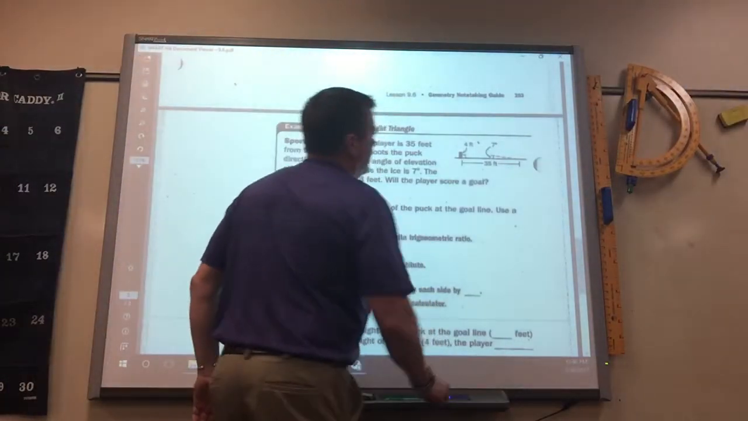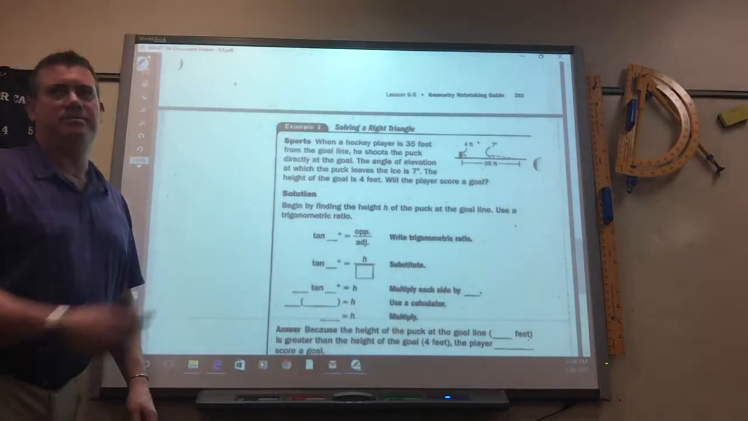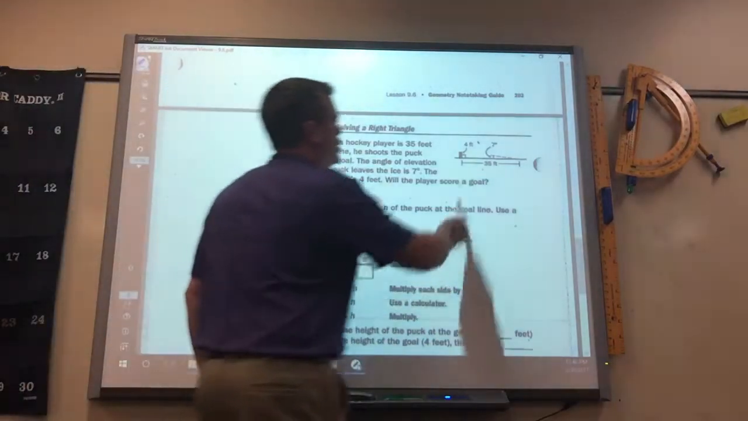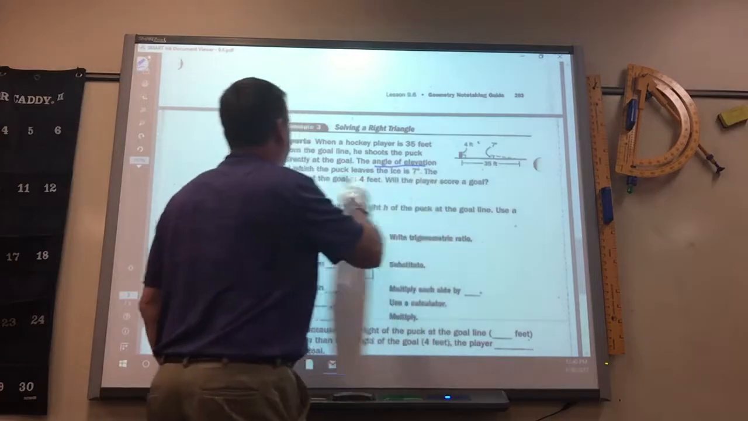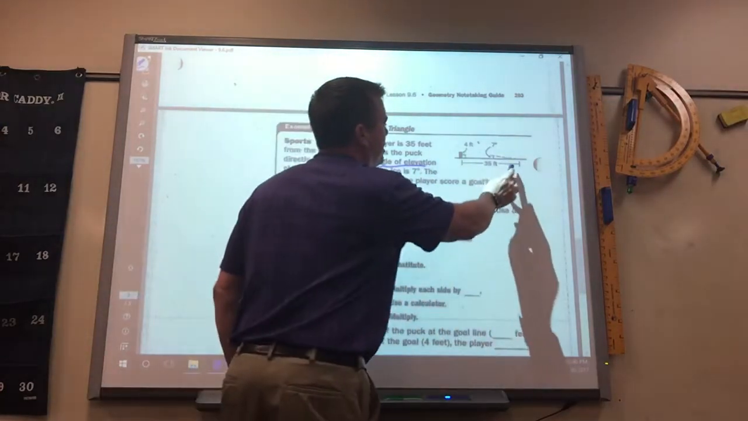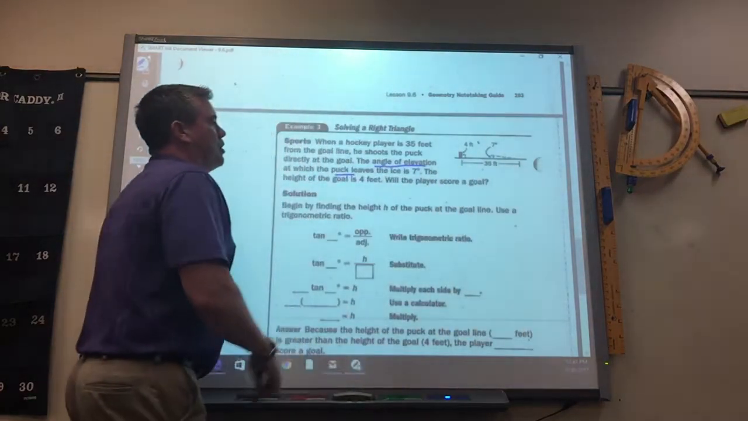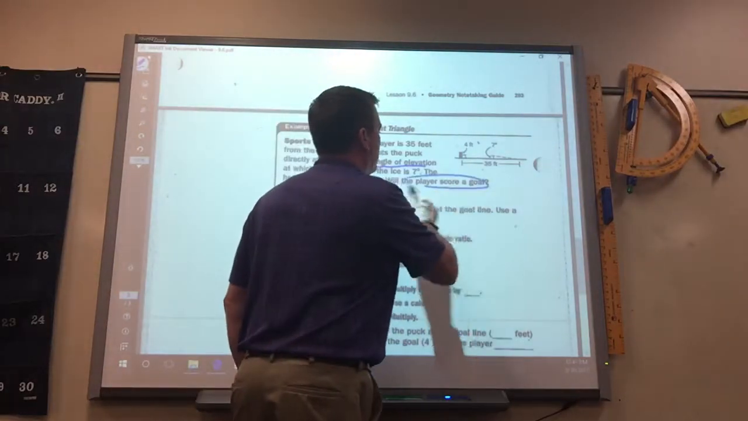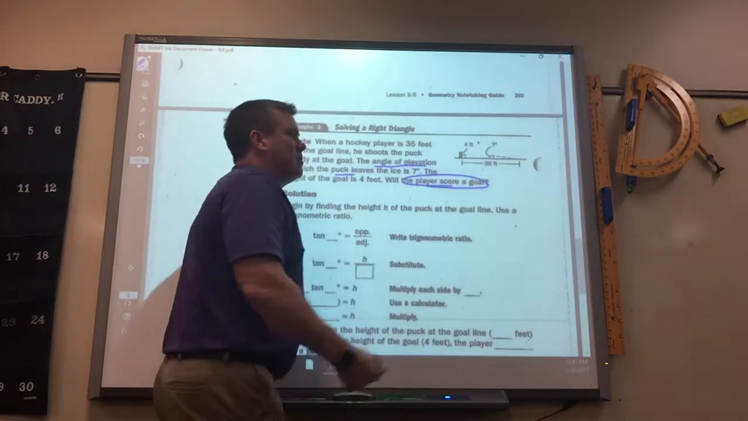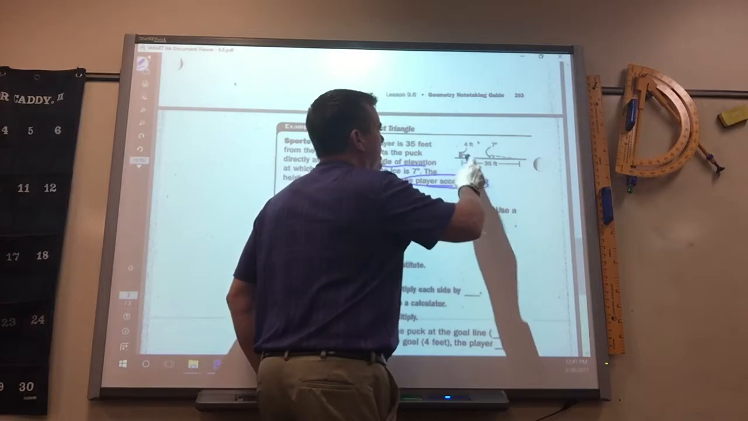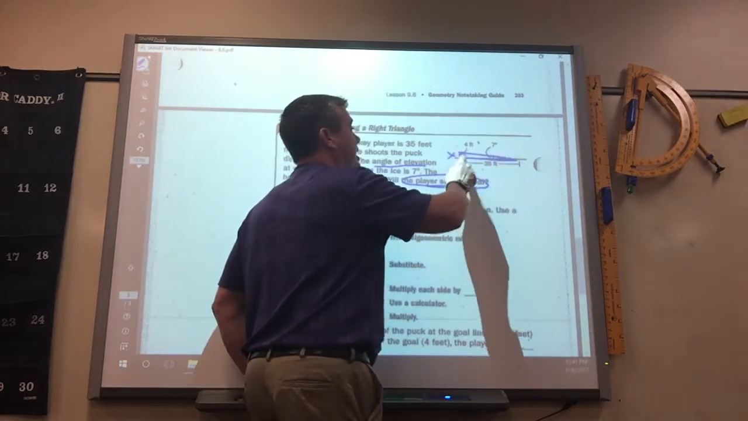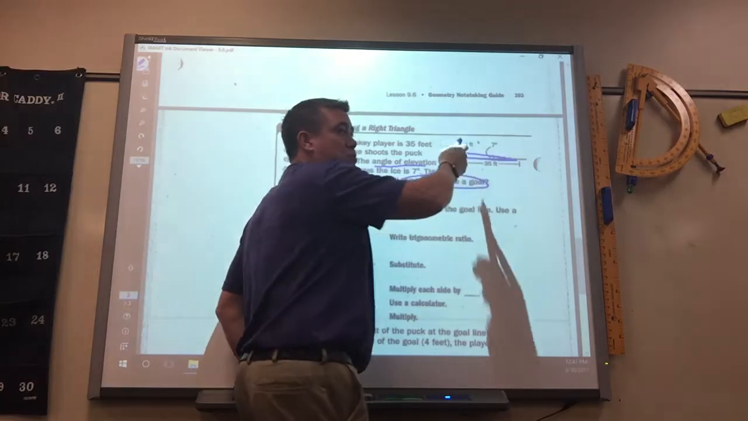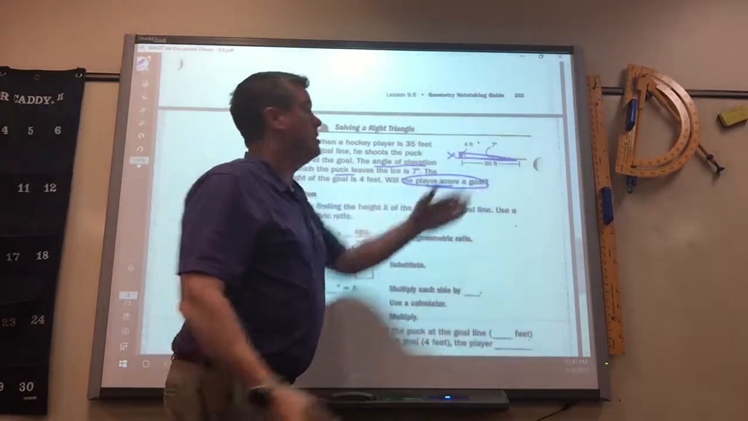Okay. Here we got they're shooting a hockey puck. The goal is 4 feet. They shoot from 35. The angle of elevation of the puck is 7 degrees. So what they're wondering is, will the player score? Will the puck go in the goal? So what we got to do is figure out what this is. If it's less than 4, it'll go in. If it's more than 4, it won't, right?